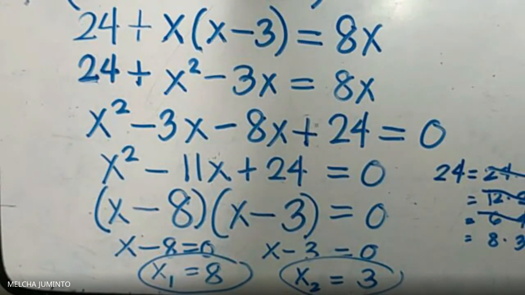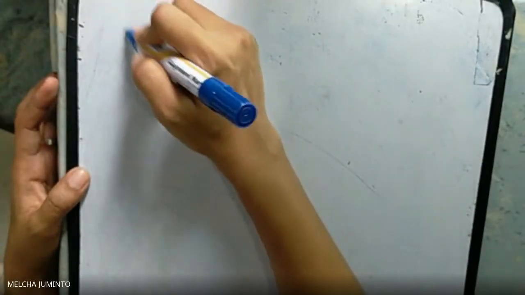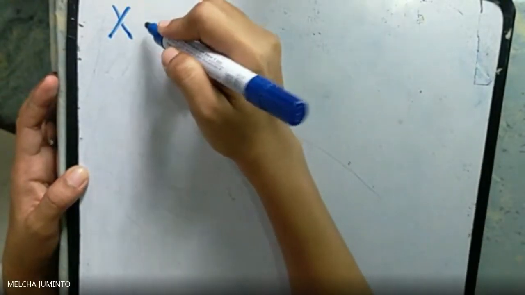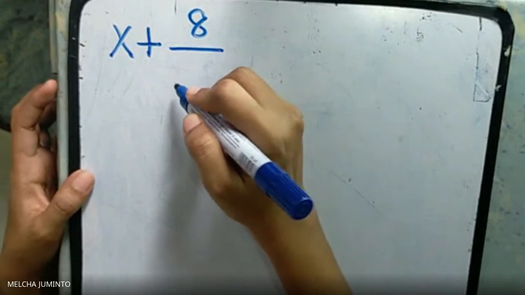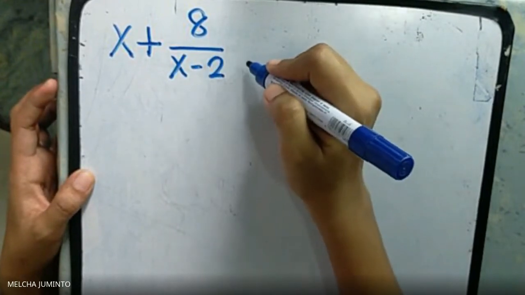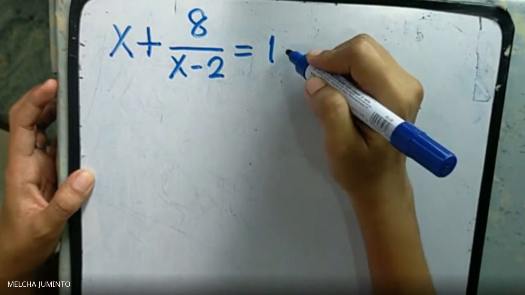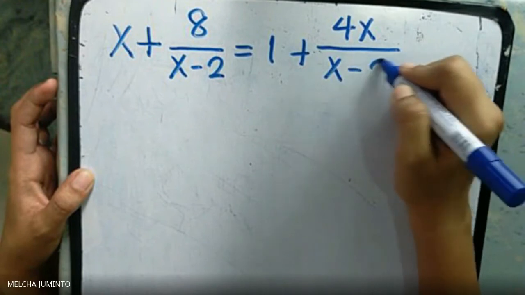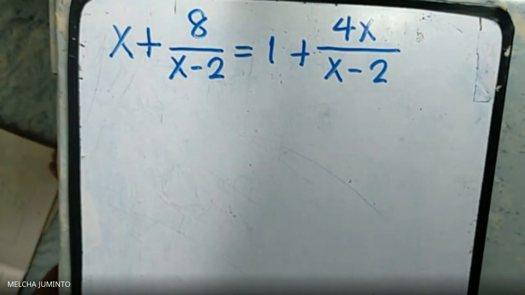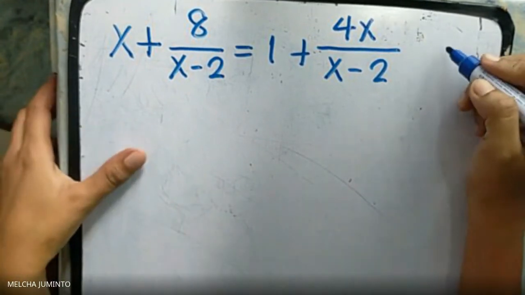6 over x plus x minus 3 all over 4 equals 2. The given equation is x plus 8 over x minus 2 is equal to 1 plus 4x all over x minus 2. So that is the given equation. So it is not yet in quadratic form because we cannot see a term containing x squared. So we will first need to use LCD again.